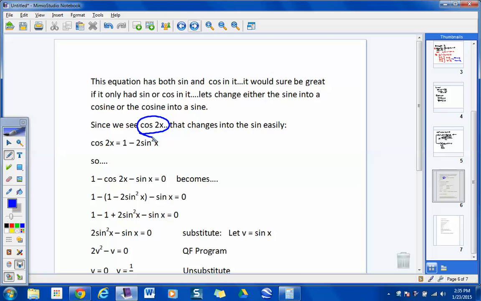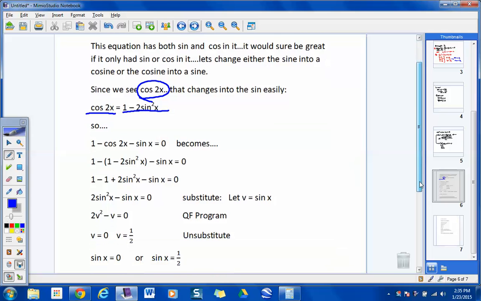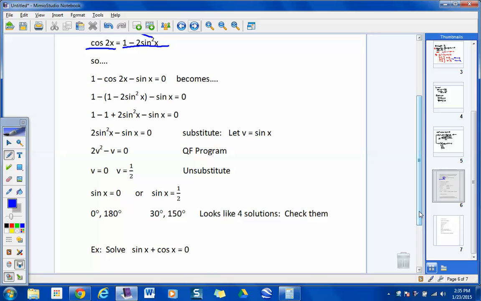Here's one of your double angle identities right here. It says the cosine of 2x is equal to what here? What's it say? 1 minus 2 sine squared of x. So, in this original problem, the cosine of 2x is going to get replaced with what? You guys agree? How does that benefit us? We've gone from cosine and sine down to one function, just the sine, right?